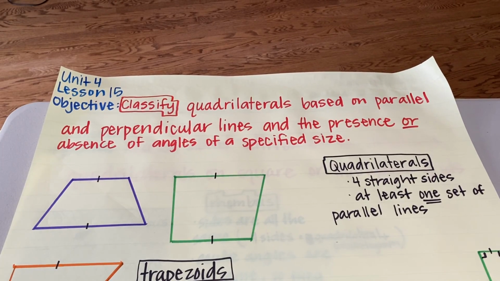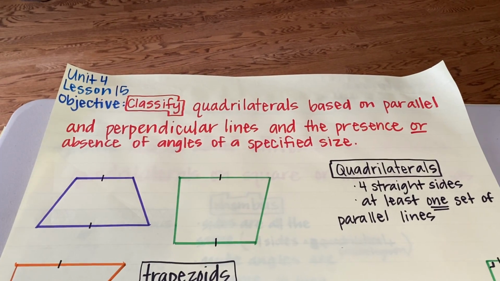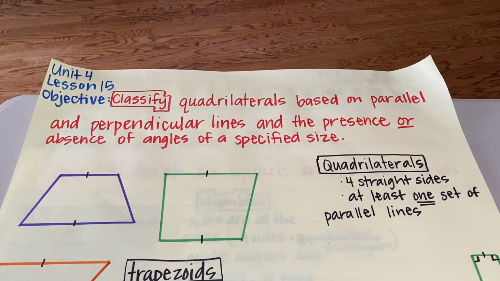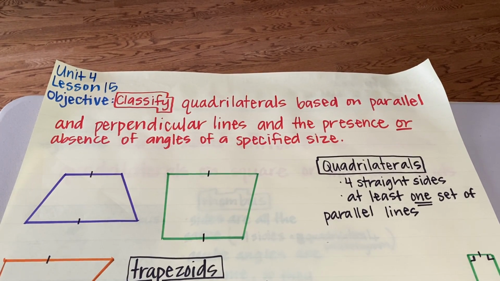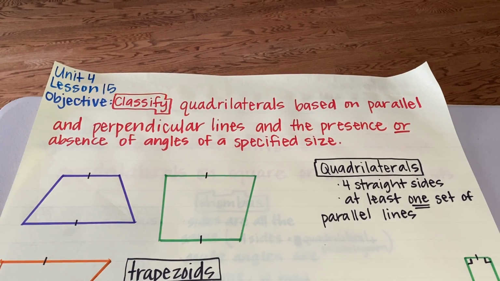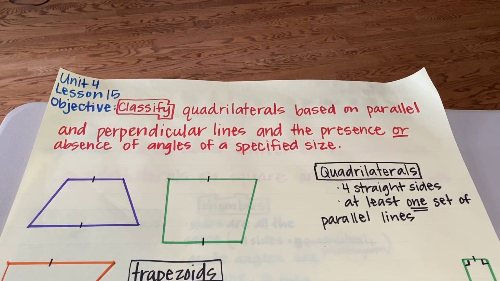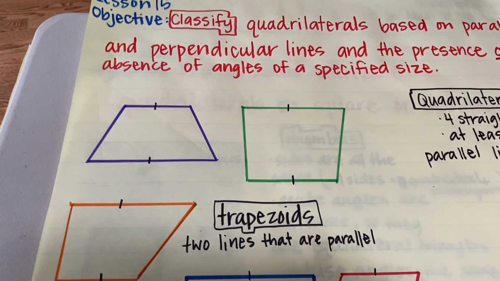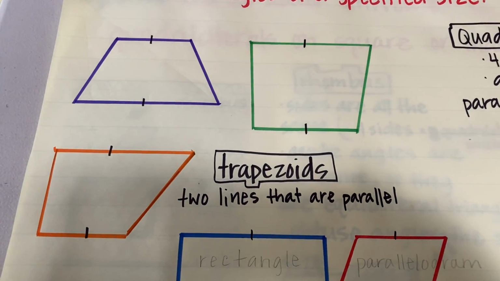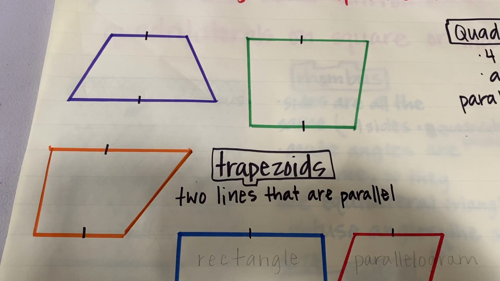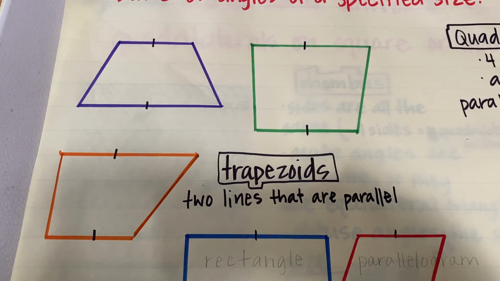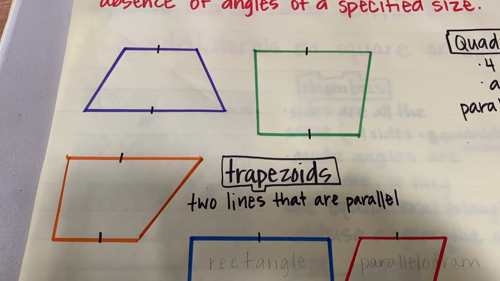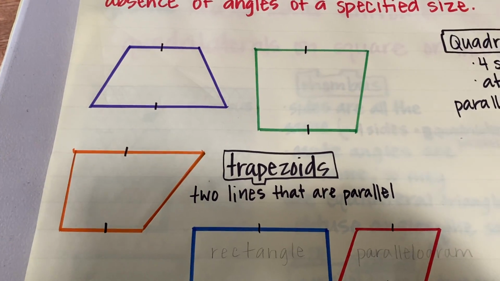Lesson 15. Our objective is to classify quadrilaterals based on parallel and perpendicular lines and the presence or absence of angles of a specific size. Okay, so these will look familiar to you. All of these shapes are trapezoids. What defines a trapezoid? A trapezoid is a shape that has two lines that are parallel.